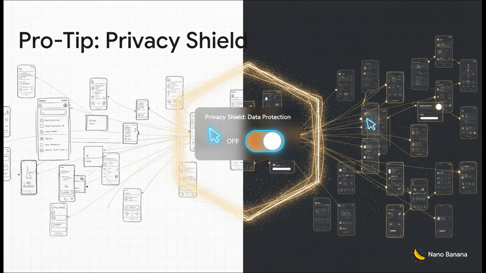And speaking of being a smart pilot, here's a super important pro tip from the sources. Before you do anything, go into your Stitch settings and turn on the Privacy Shield. It's an option that stops Google from using your work to train its models. For any sensitive or client project, this is the absolute first thing you should do.